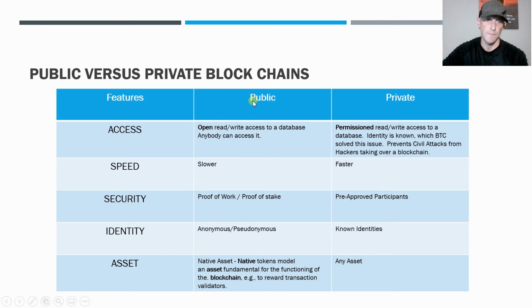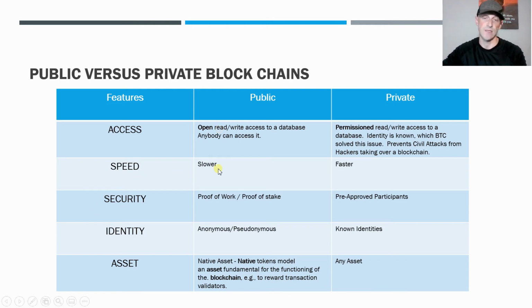So with a public blockchain, when it comes to the access feature, it's open. It's read-write access to a database. Anybody can basically access it. Then you've got private blockchains, which are permissioned read-write access to a database, and the identity is known, which basically Bitcoin solved this issue. And it prevents Sybil attacks from hackers taking over a blockchain.